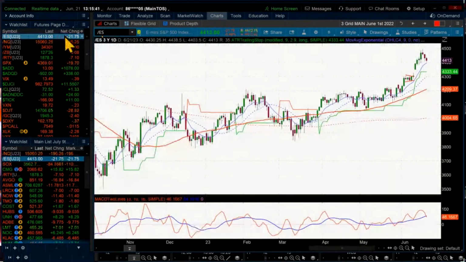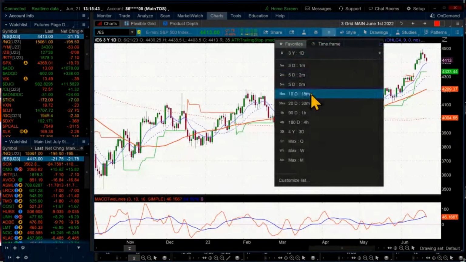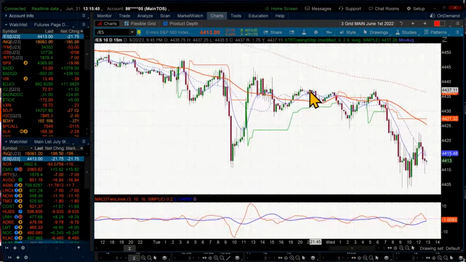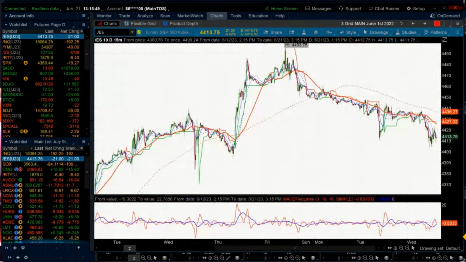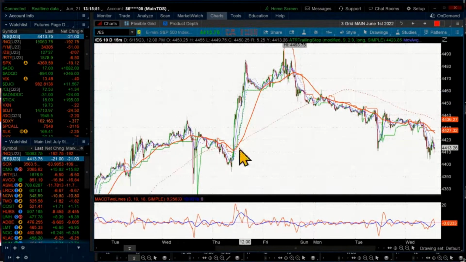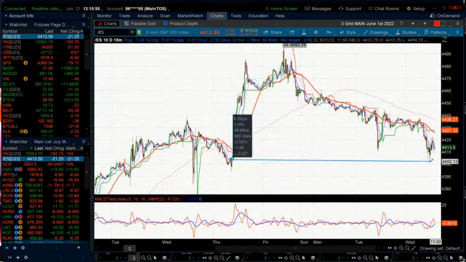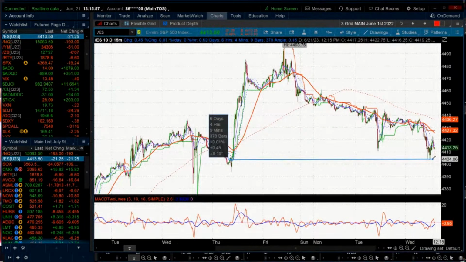Here's the ES. The ES got walloped on the opening. Walloped on the opening. Looks like it was going to crash until you look at the support. The more times you could connect little dots like this, like prior bottoms, the more support it is. And that's why it stopped right there.